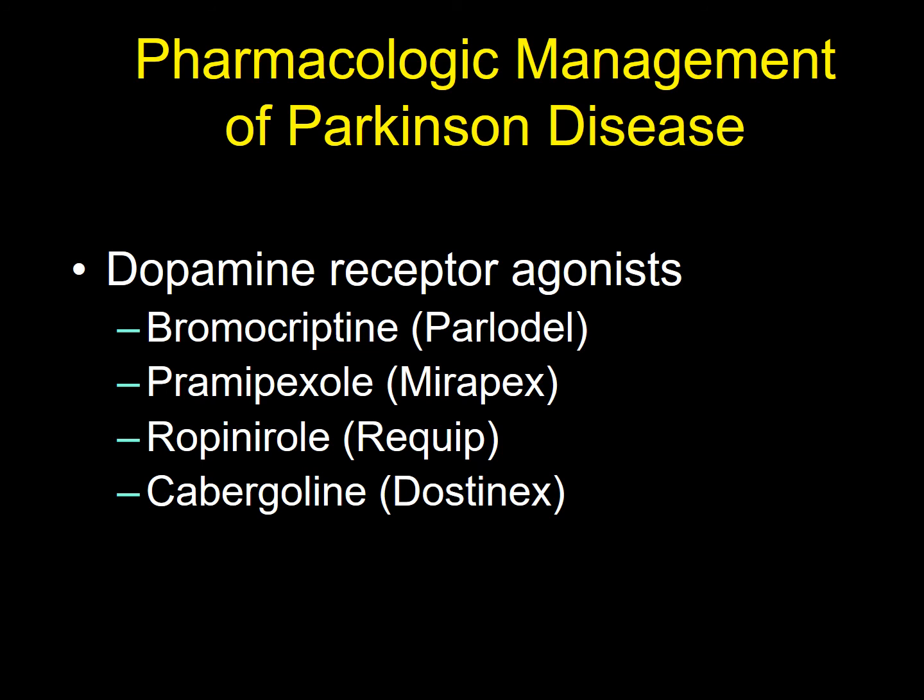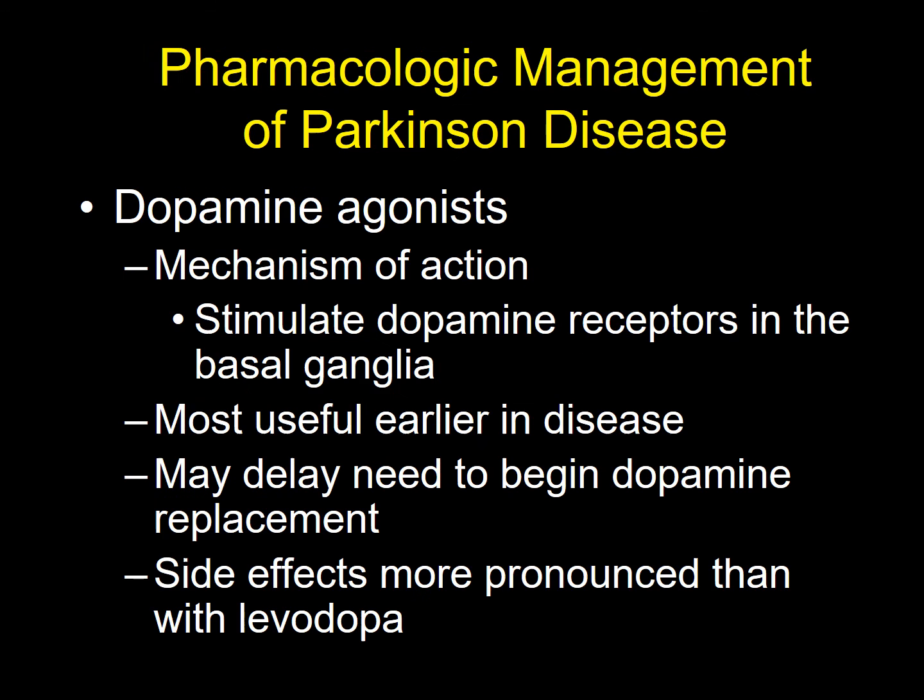So there's pros and cons to using these instead of Sinemet, instead of using them first. But the difference is Sinemet is actual dopamine. Dopamine receptor agonists are fake dopamine. So the mechanism of action of fake dopamine is it stimulates dopamine receptors in the basal ganglia, which is the functional area where Parkinsonism is a problem.